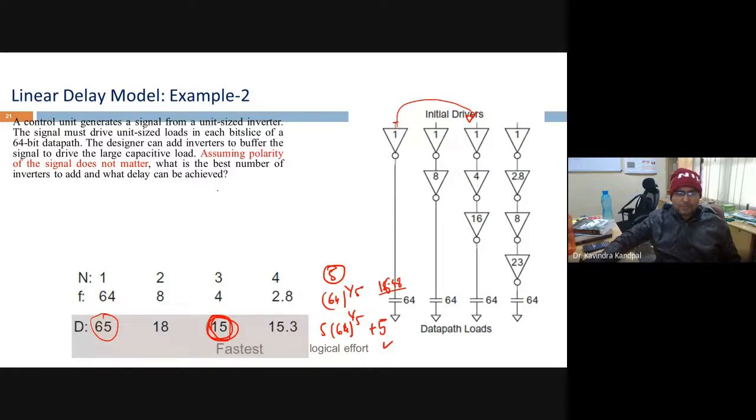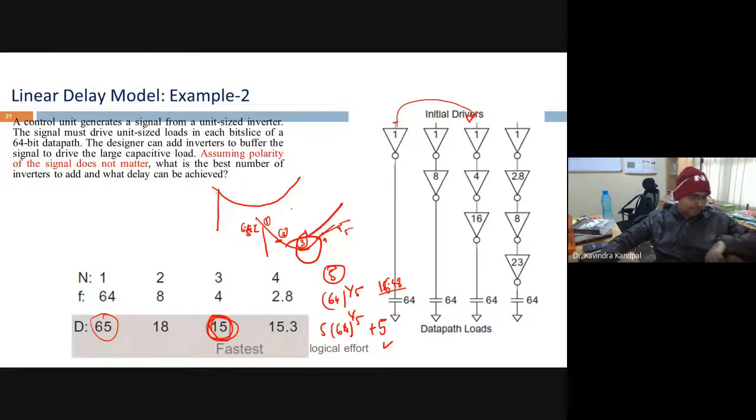So it tells you that you are getting a profile like this. For N equal to 1, the delay was very high, 64 tau or 65 tau. For N equal to 2, you are somewhere here. While N equal to 3, you are at the bottommost. N equal to 4, again the delay has started increasing. N equal to 5, again the delay has started increasing. So this happens to be your least delay. Yes or no?